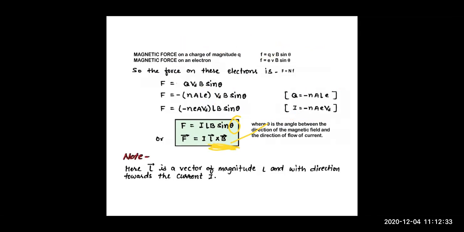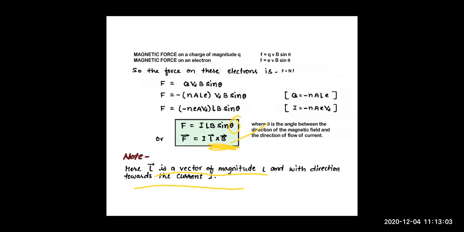So which are these vectors? L is the new thing. L is the vector of magnitude L, right? L is the length of the wire. Why we have taken it as vector? Because here it is going to have a direction, and its direction will be towards the direction of the current. So children, this is the formula for the force.